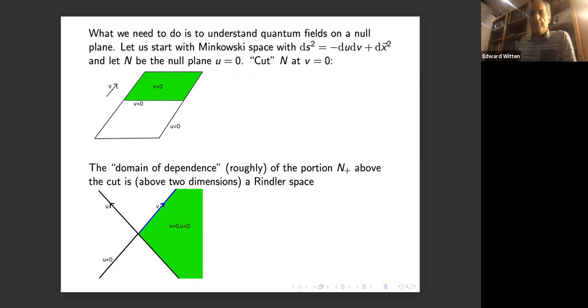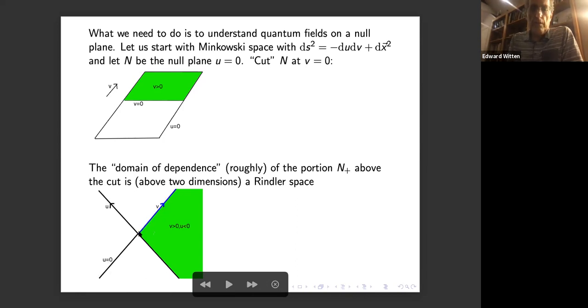Now, the domain of dependence of the portion n plus of n above the cut is, above 2 dimensions, Rindler space. That's because any particle in the Rindler wedge that's traveling slower than light will have to pass through the positive v part. So in this two-dimensional picture, I've suppressed the transverse coordinates. I've only drawn v and u. So n has been compressed to a line u equals 0.